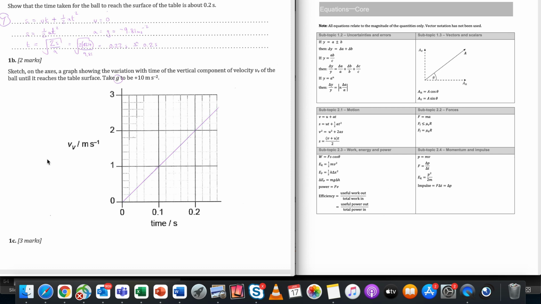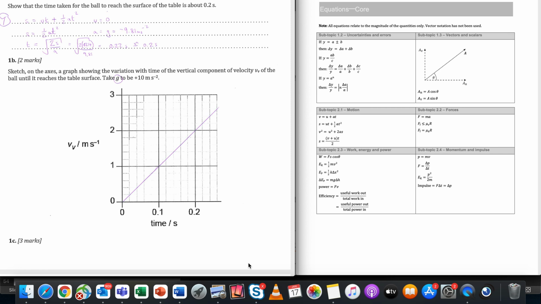The gradient of a velocity-time graph is the acceleration. So if we're thinking about that here, we should be drawing something with a gradient equal to 10. How do we know the gradient is equal to 10? Well, let's use v equals u plus at. u is 0. After 0.1 seconds, 0.1 times 10 gives me 1. 0.2 times 10, sorry, is going to give me 2, and 3 meters per second at each of those points.